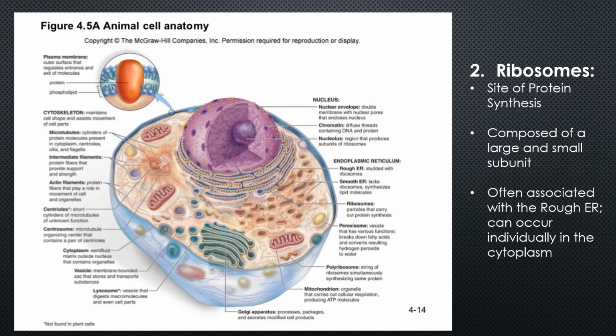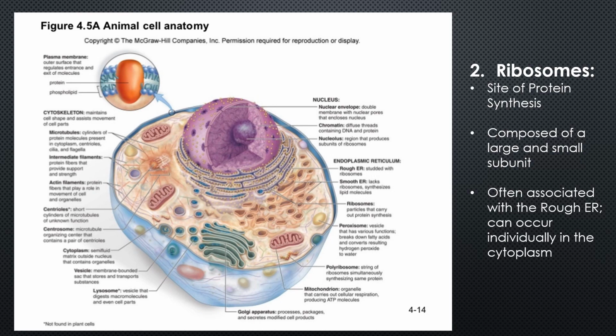Because we just talked about the nucleus, I want to talk about the ribosomes. That's because we talked about the ribosomal subunits being assembled in the nucleolus. So ribosomes are the site of protein synthesis. Every protein that's made in your body is made within these ribosomes. They are composed of a large and small subunit, and they are often associated with what we call the rough endoplasmic reticulum. The reason it's called rough is because it contains ribosomes.